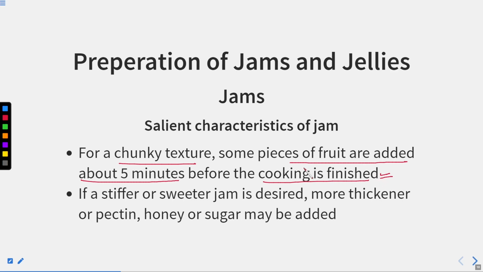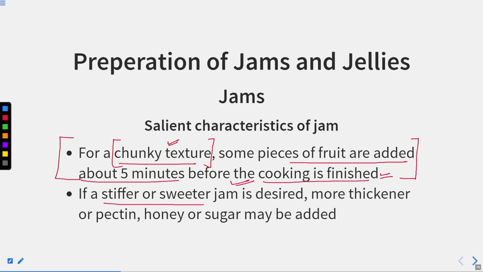Very, very important point. We generally prefer the fruit jam that has fruit pieces, because it ensures that this jam is made from the original pulp of the fruit, because you can see that pulp, you can see those pieces of the fruit, right? So this chunky texture comes from where? It comes from the pieces of the fruits that are added, and this addition is done just before the cooking is finished. Just 5 minutes prior to the cooking being finished, these pieces are added.